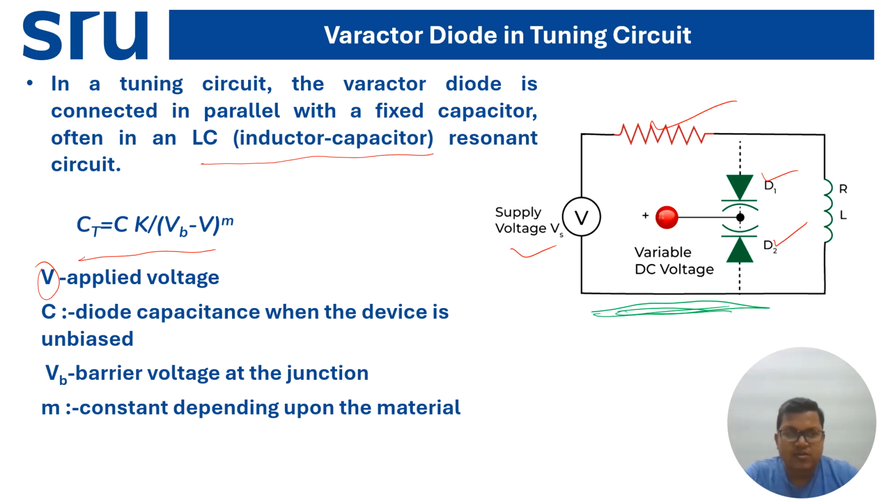So that means without the bias there is also a certain width of the depletion region, and because of that we can notice some sort of capacitance without the biasing. And Vb stands for the barrier voltage at the junction. We know the potential barrier at the junction of the PN junction diode. Here m stands for the constant depending upon the material. Because if the material changes, some constants or material parameters also change, and that will be considered into m.